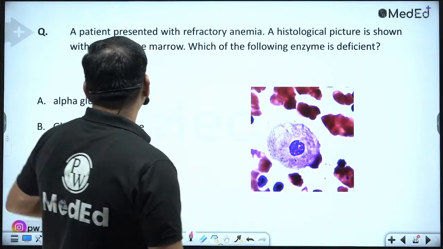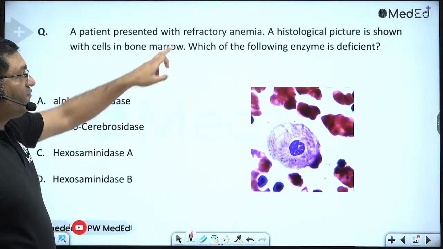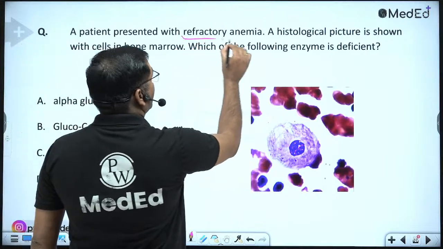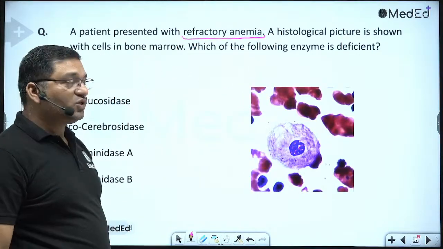Now see, a patient presented with refractory anemia. Refractory anemia means not responding to the treatment.